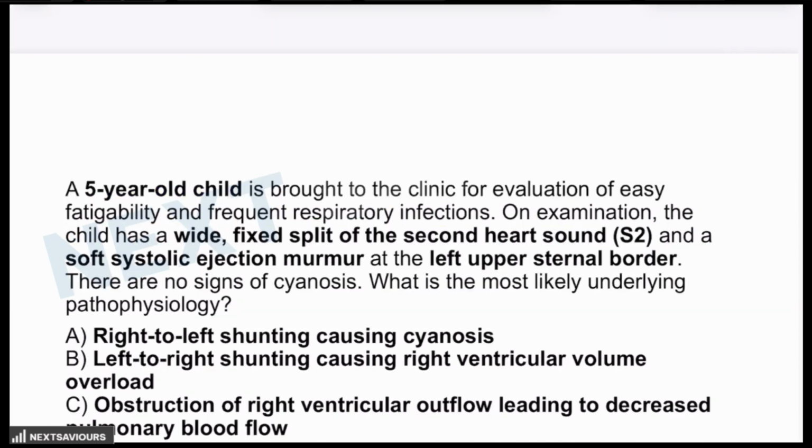Now let's see how the questions on ASD are asked. Like a 5-year-old child is brought to the clinic for evaluation of easy fatigability and frequent respiratory tract infection. On examination, the child has a wide fixed split of second heart sound. Why is it wide? Because of the prolonged right ventricular systole from volume overload. Then why is it fixed? Because it does not change with respiration due to constant left to right shunting. So you came to understand that the question is asked from the topic atrial septal defect.